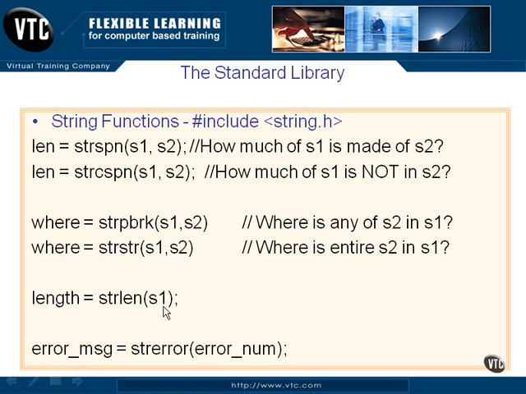String length of S1, simply that, how long is S1? Error message. If we pass string error and we pass an error number, say from a file function that we did earlier, string error will give us back into a string buffer the error message that it would print out. And we already saw how to use p-error to print an error. Well, p-error is calling string error to get the error out of the operating system and put it into an error message, and then we can do something with it.